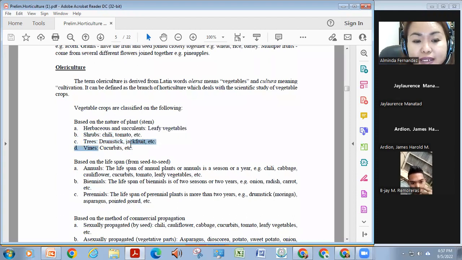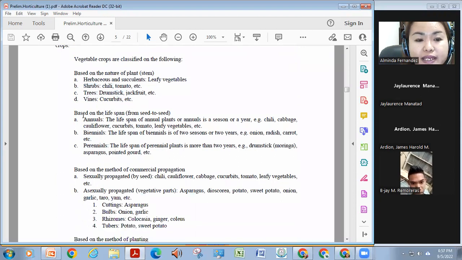And vines like the cucurbits. Or they can be classified based naman sa lifespan. Like annual sila, pag 1 year sila nabubuhay, no? Like the chili, cabbage, cauliflower, most vegetables actually. And we call them biennials if 2 years sila nabubuhay. Like the onion, radish, carrot.